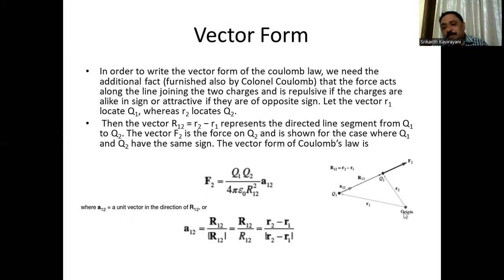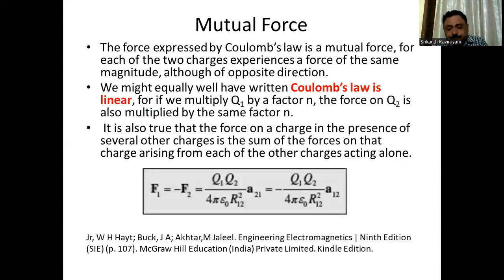As we see in this diagram, Q1 is at a distance of R1 from the origin and Q2 is at a distance of R2 from the origin. The line joining Q1 and Q2 is defined by the vector R12, which is given by R12 equal to R2 minus R1. The formula for Coulomb's law is given as F2 equal to Q1 Q2 by 4 pi epsilon naught R12 square A12, where A12 is a unit vector in the direction of R12 and is given by R12 by mod of R12, equal to R2 minus R1 by mod of R2 minus R1. Now, this is the vector form of Coulomb's law.